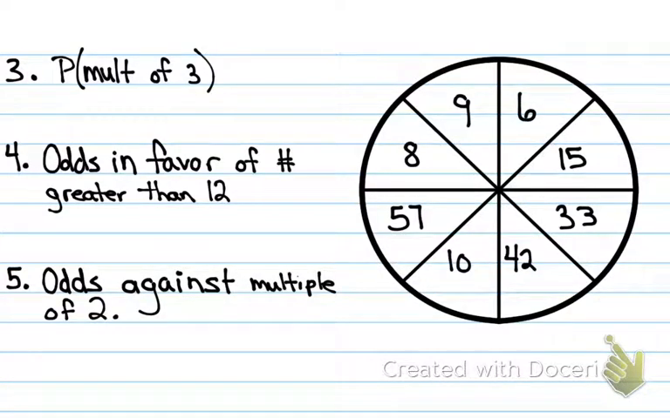Probability. I've got my spinner. This is very, very similar to what you have on your test tomorrow as well. Okay, so spinner. I've got a multiple of 3. And how many numbers on the spinner are multiples of 3? 6. 6 out of 8.